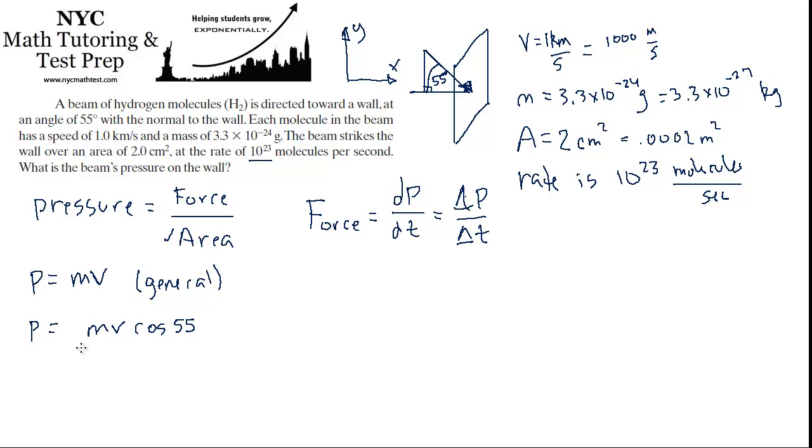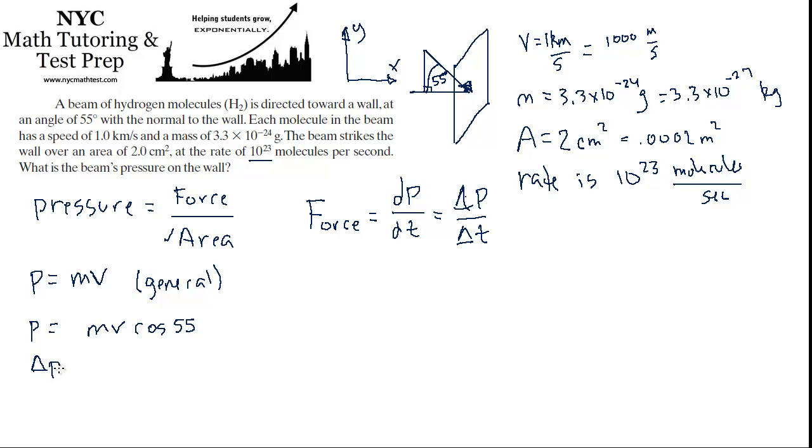And we're not just interested in the momentum that the molecule has as it's about to hit the wall. We want to know the change in momentum over the time. So the change in momentum, if it carries mv cosine 55 going in and the collision is completely elastic, the molecule is going to hit and bounce back off with the same velocity in the other direction and the same mass.